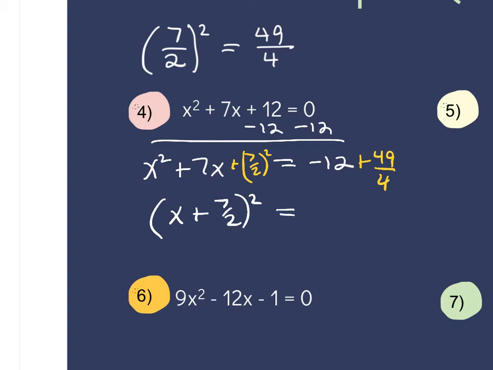Okay, over here though, I do have to combine -12 plus 49 over 4. So let me put it up here. So -12 over 1 plus 49 over 4. I need to find a common denominator. It's going to be a 4. So I can see here I have to times top and bottom by a 4. So this new fraction becomes -48 over 4. Once I add them, I get 1/4. So that's what's going to go right here.